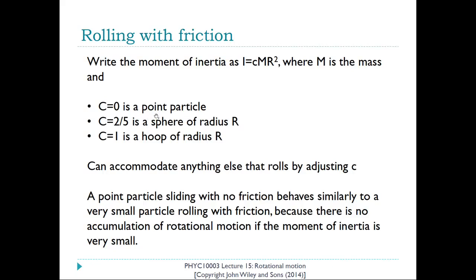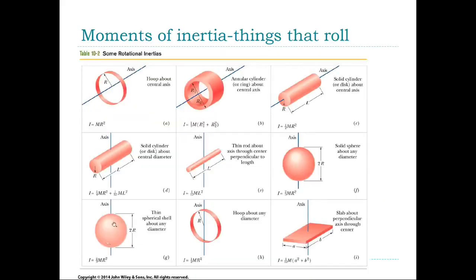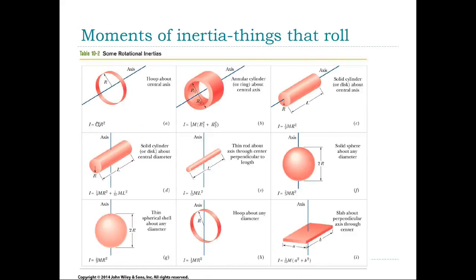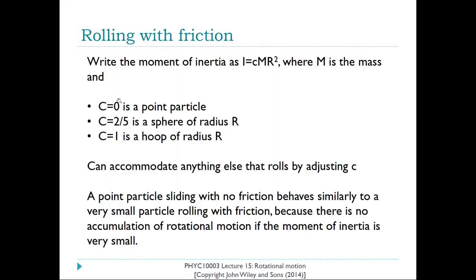Because a point particle is a point, it's not rotating. So it's going to be 0. And we can see our different values. So 2/5 is for a sphere, as we have here, the sphere right here. For a hoop, it's 1. So we can see those different values in here.